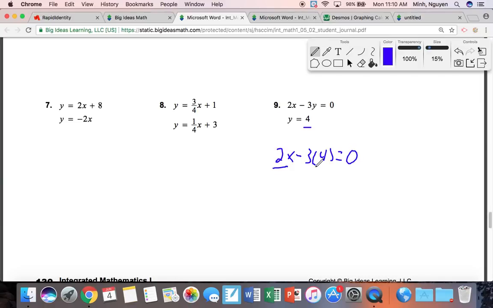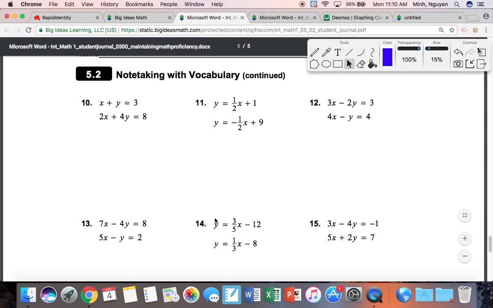So you solve this for x. 2x minus 12 equals 0. And you already know no matter what you get for x, your y is equal to 4. So this is the first thing I can put in there, and then you find x. Okay, so that's that section.